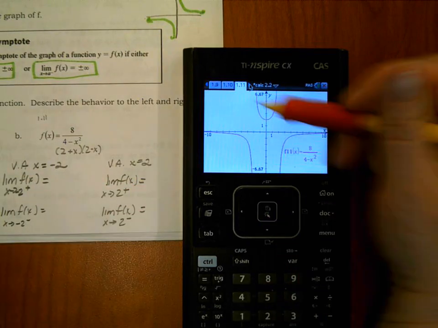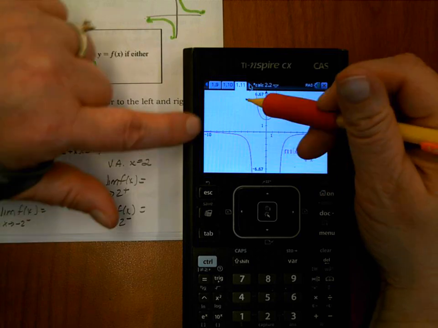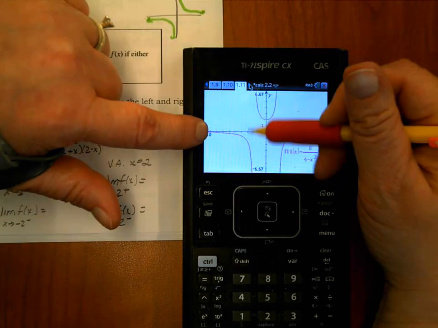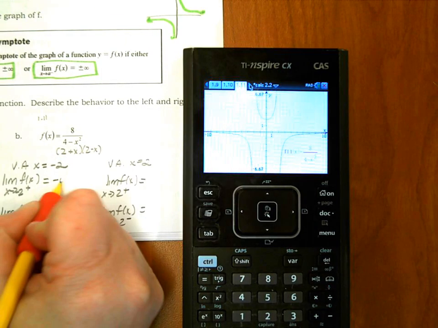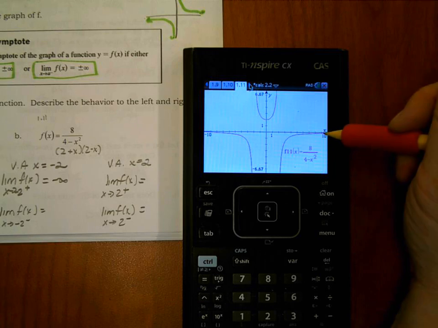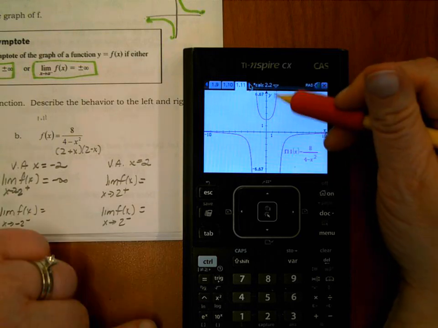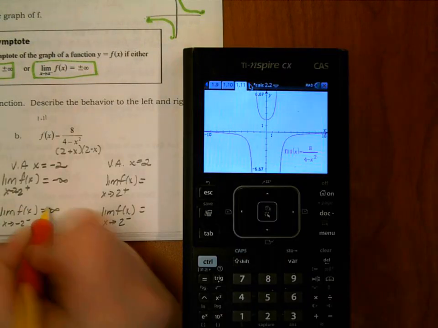Okay, so here's my -2. As I'm approaching, I have this first from the left. So as I'm approaching from the left, so here's the left. As I get closer to -2, my y values are going down, down, down, down, down. This is going to be negative infinity. As I approach -2 from the right, it starts here, I know it goes down, but then it picks up. As I'm getting closer to the 2, my y values are shooting up, so that's infinity.